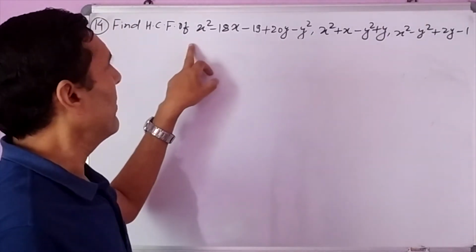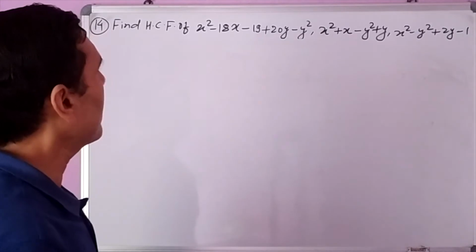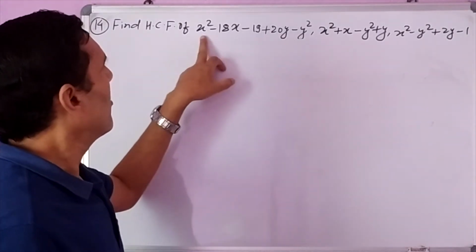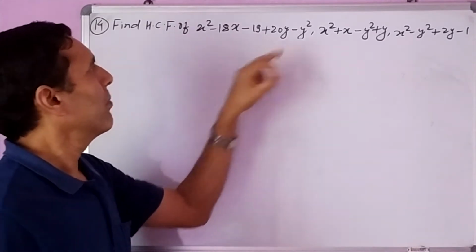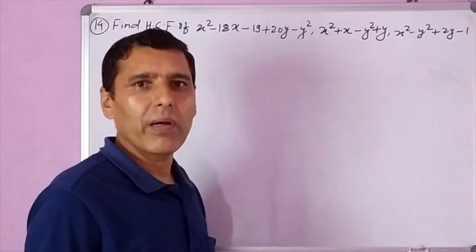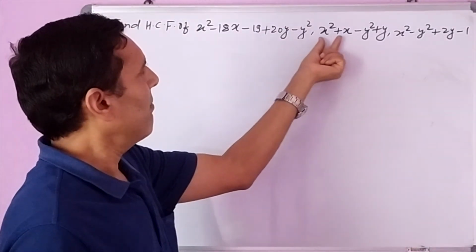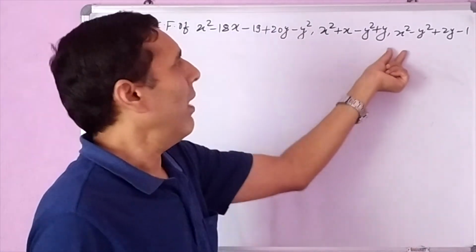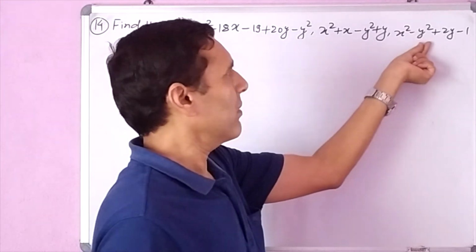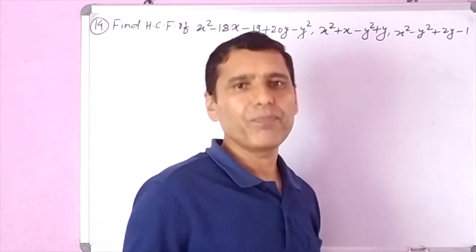We are finding the HCF of some important questions for SCA. Then also we have question number 14 now. To find the HCF, there are three expressions you can see here. First expression, x square minus 18x minus 19 plus 20y minus y square. Second expression, we have x square plus x minus y square plus y. And third expression, x square minus y square plus 2y minus 1.